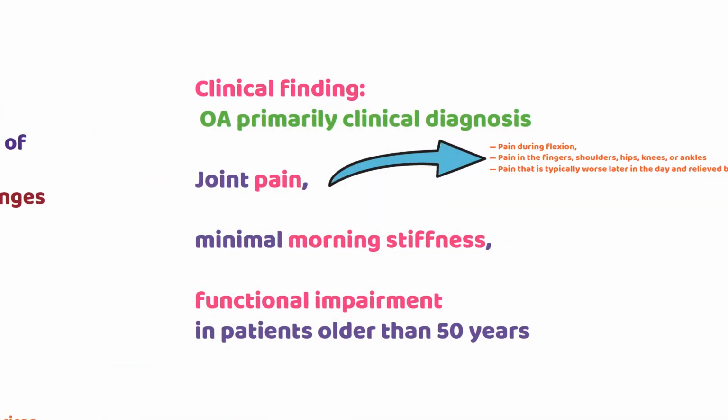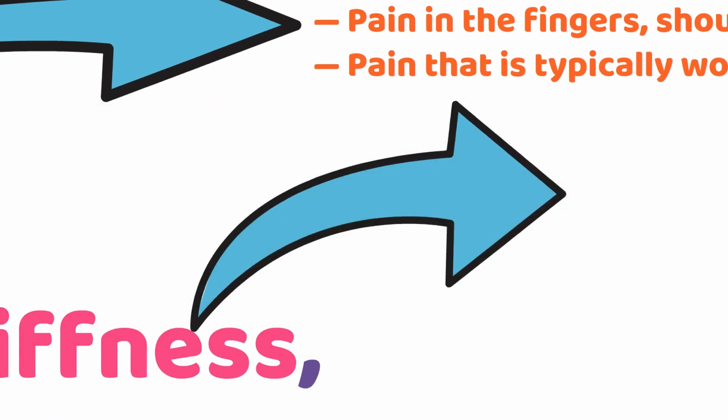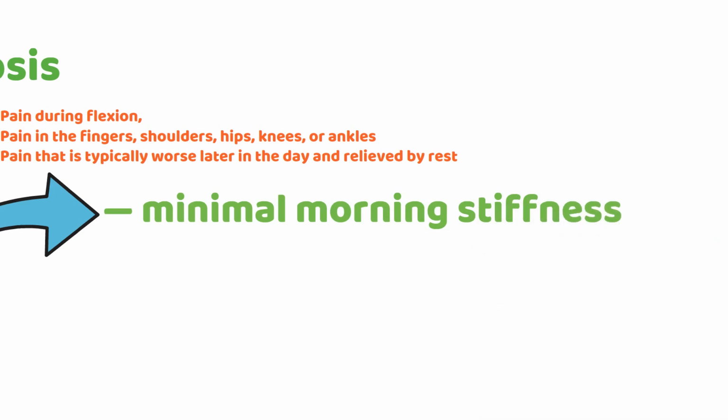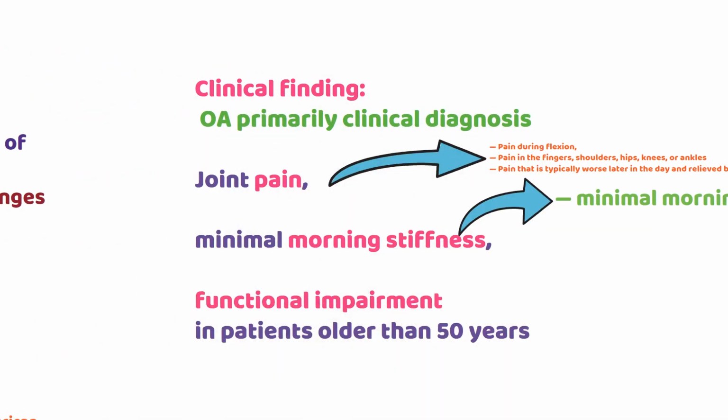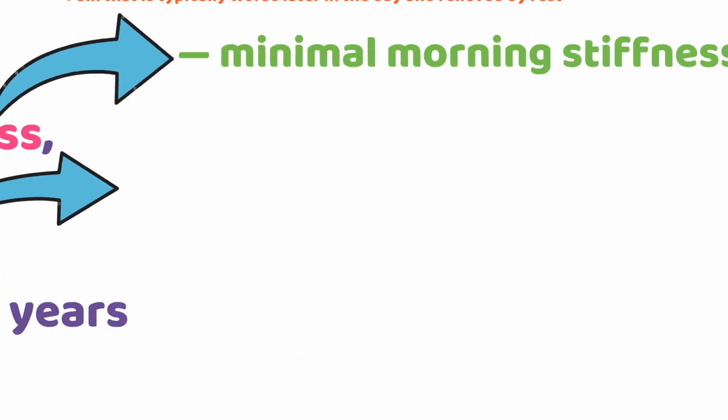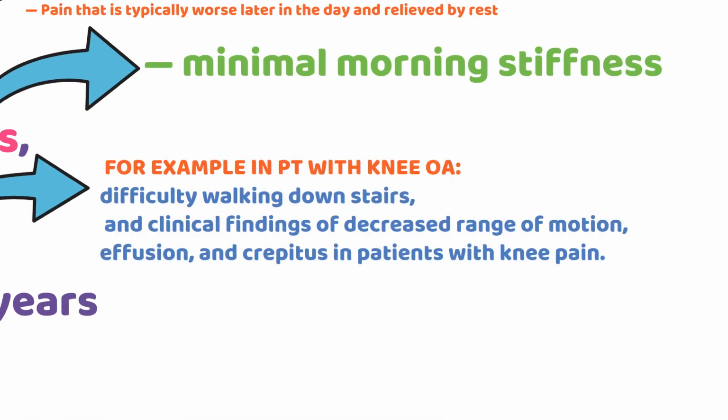Okay, that is regarding the first presentation, which is the joint pain. Second presentation is minimal morning stiffness. The patient comes with minimal morning stiffness, mostly less than half an hour. The third presentation is functional impairment or functional limitation. For example, in a patient with knee osteoarthritis, the patient is complaining of difficulty walking down the stairs, also has a clinical finding of decreased range of motion, effusion, and crepitus. All are clinical findings in patients with knee osteoarthritis.